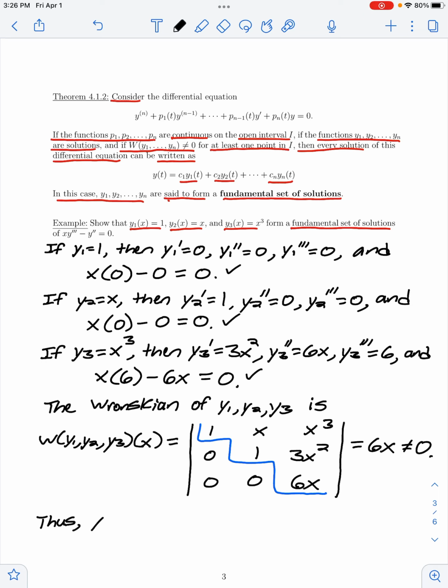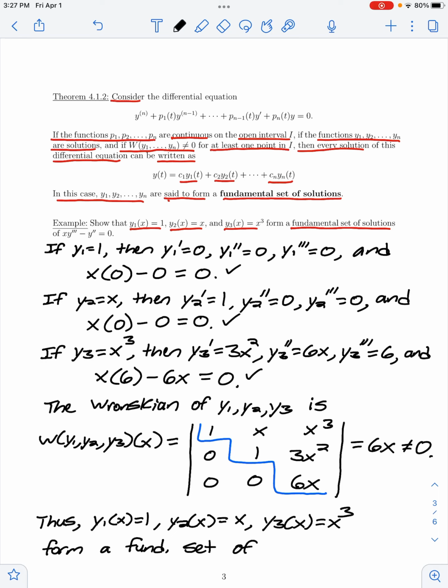So we can say that our functions, y1, which was equal to 1, y2, which was x, and y3, which was x cubed, form a fundamental set of solutions.